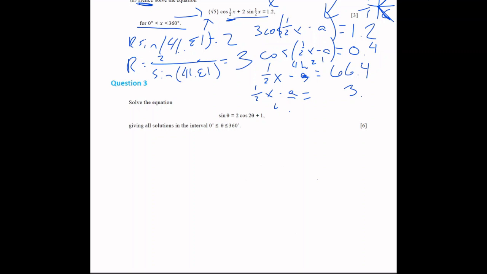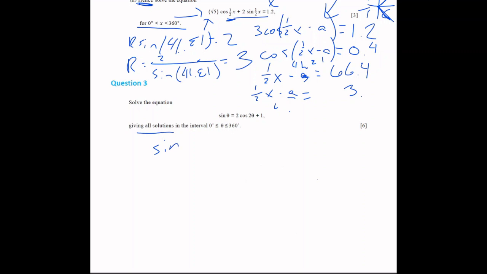Now I need to solve the equation that sine theta equals 2 cosine 2 theta plus 1, giving all solutions. That's an interesting phrase. And the interval is between 0 and 360, so I'm still working in degrees. That's really important. And this is for 6 marks. That's a lot of marks, so we've got to be very careful. Make sure we give all of those solutions, because "all" seems like a really key word there.